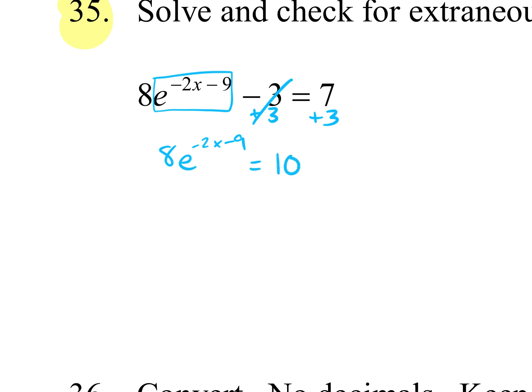Then again, we want to get that e all by itself, so I have to divide by 8 because 8 is being multiplied to e. So move it to the other side, we divide. So e to the power of negative 2x minus 9 is equal to 10 divided by 8, which is 1.25. Now we use logs to get rid of the exponent.